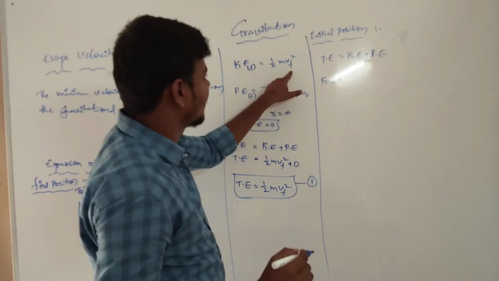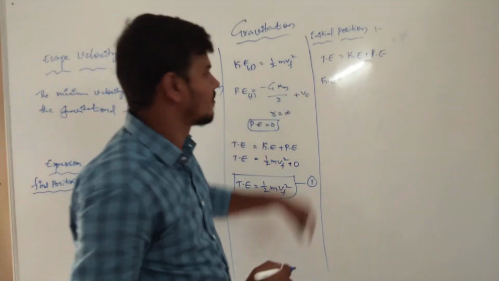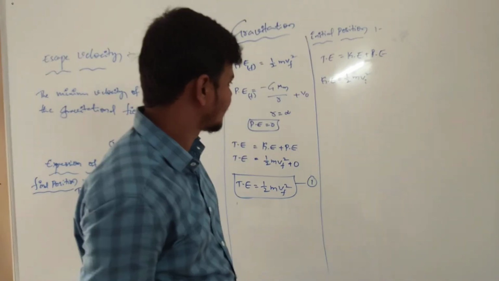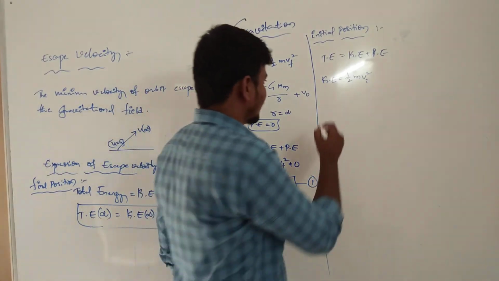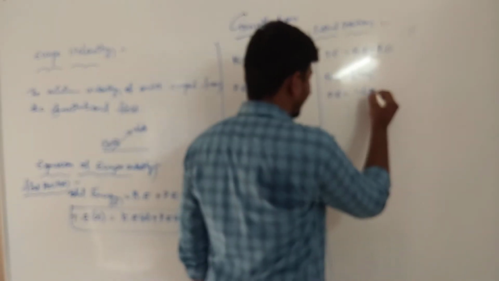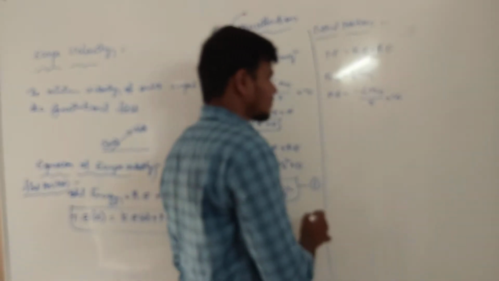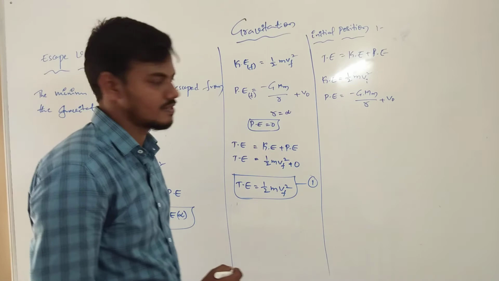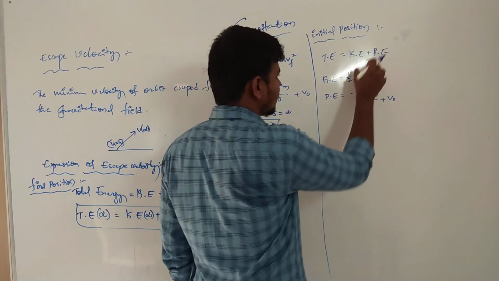Kinetic energy is half m v_f squared for the final, and for the initial, half m v_i squared. This is the kinetic energy. The same way we introduce the potential energy. This is the equation: potential energy is equal to minus G capital M small m by (R plus h), where R plus h is the position.